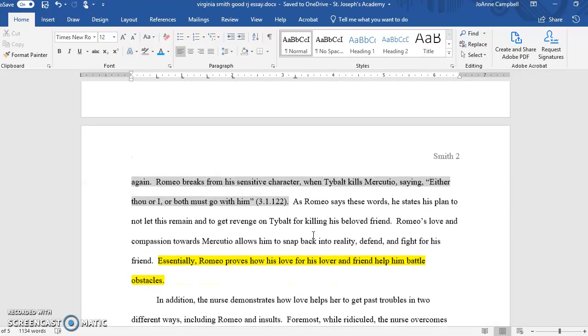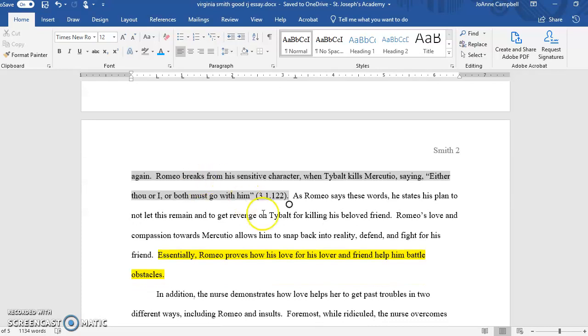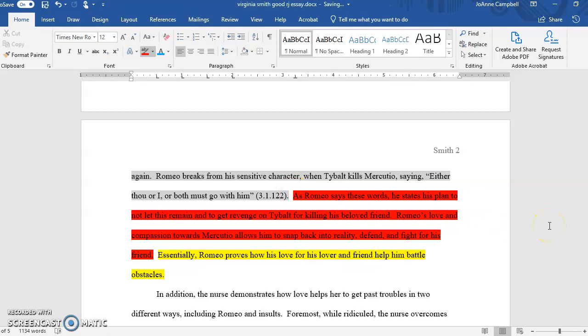So again, let's go back up here. Another situation in which Romeo's love defeats evil occurs with his love for Mercutio. So love for Mercutio helps Romeo. And how is she using this example to prove her theme? Let's go back and highlight in red the most important part of your essay, which is your commentary. And she says, as Romeo says these words, he states his plan to not let this remain.